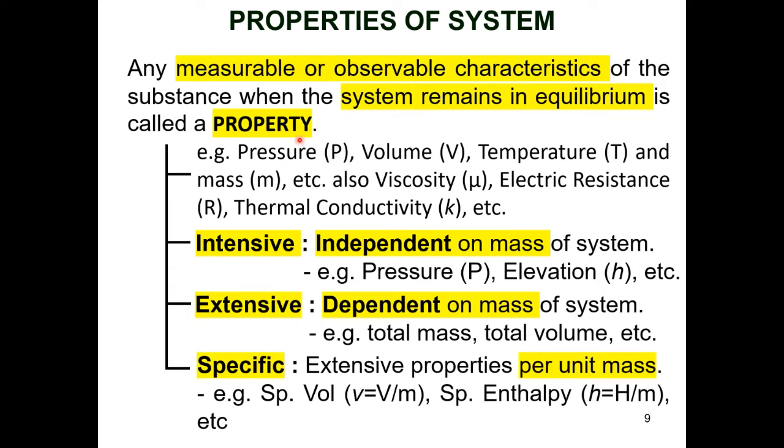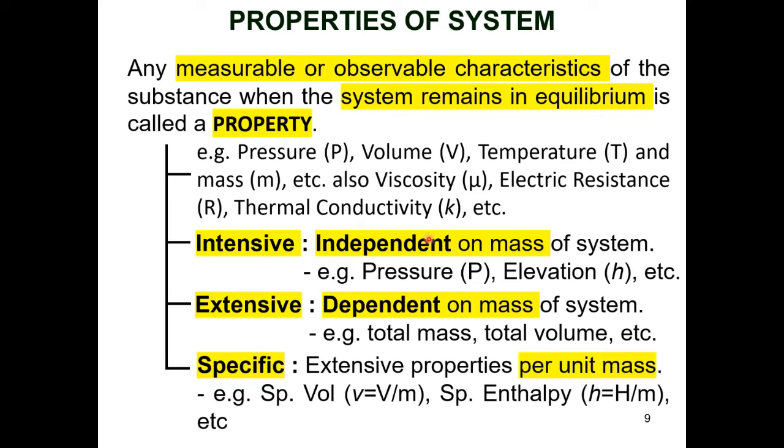So we have pressure, volume, temperature, mass, viscosity, electric resistance, thermal conductivity, etc. So there are so many properties. Pressure is one property which we can measure from a system. The volume is another property. Temperature is another property. Whatever we can measure as a value, that is what we call a property.